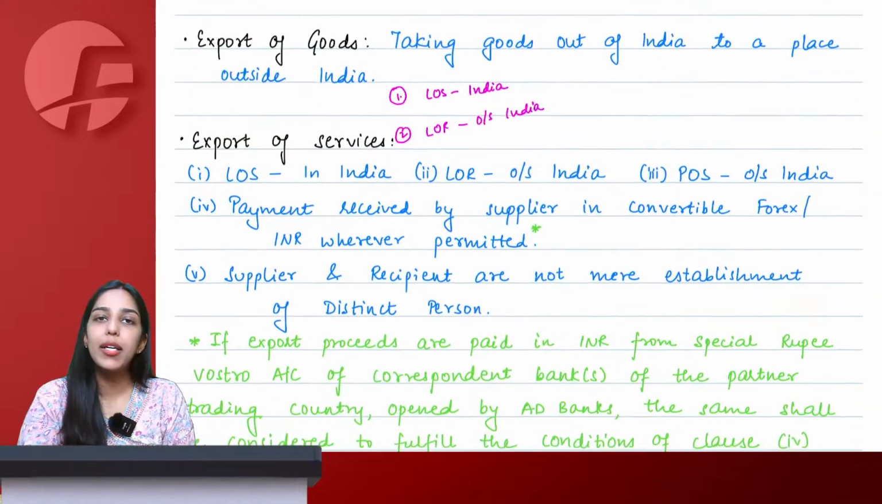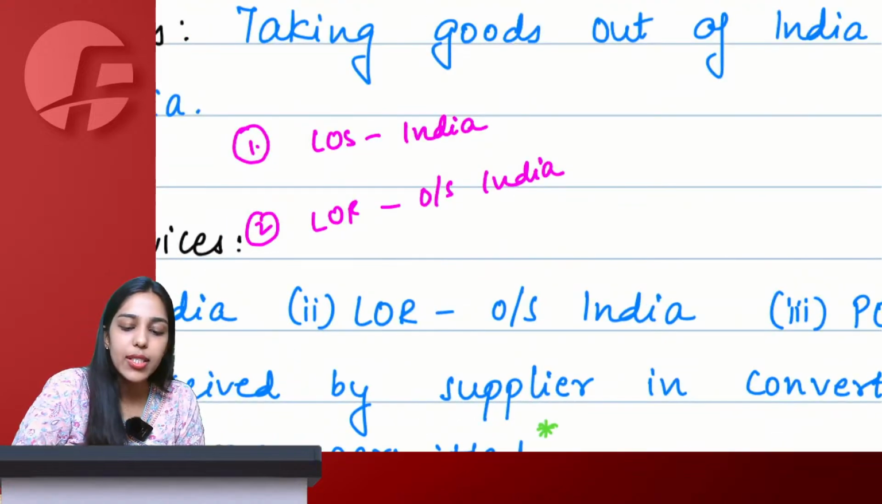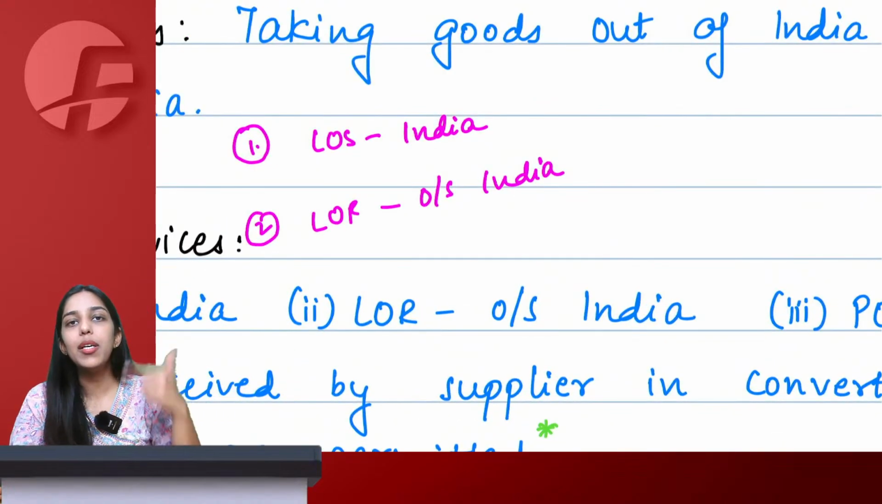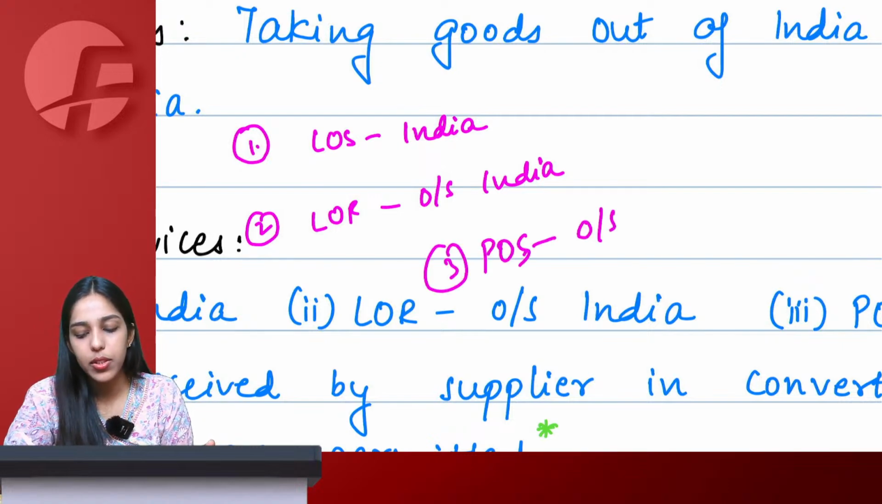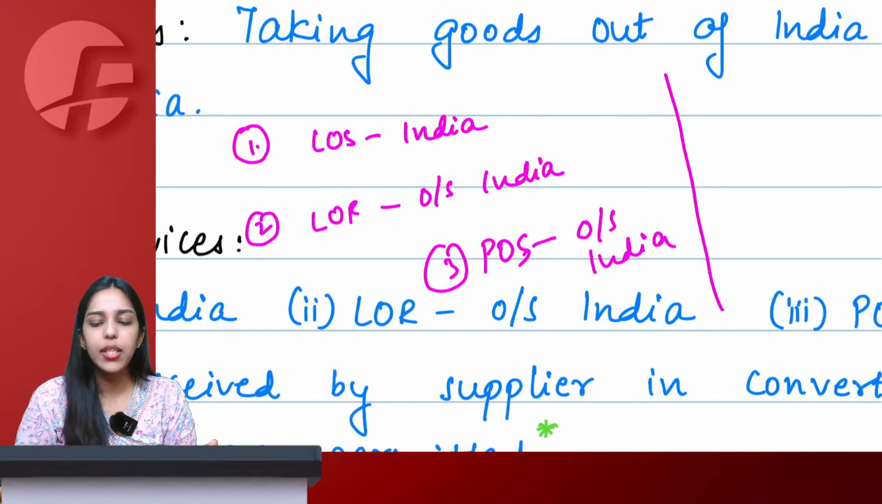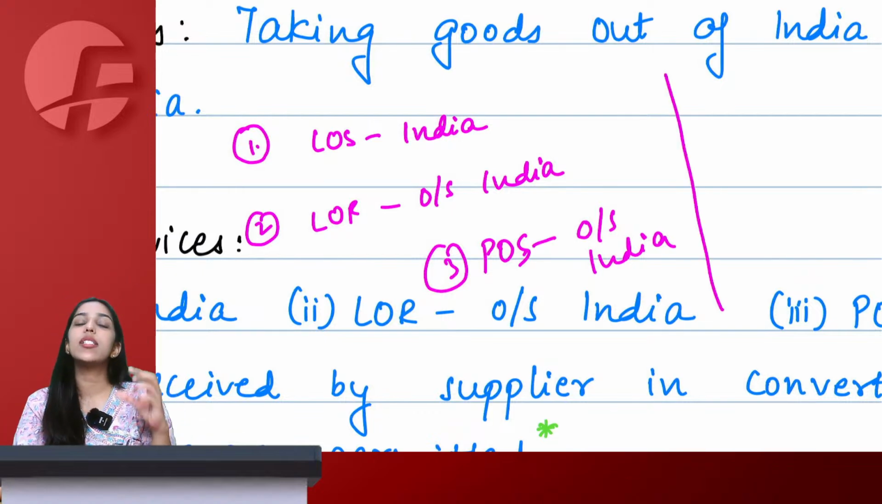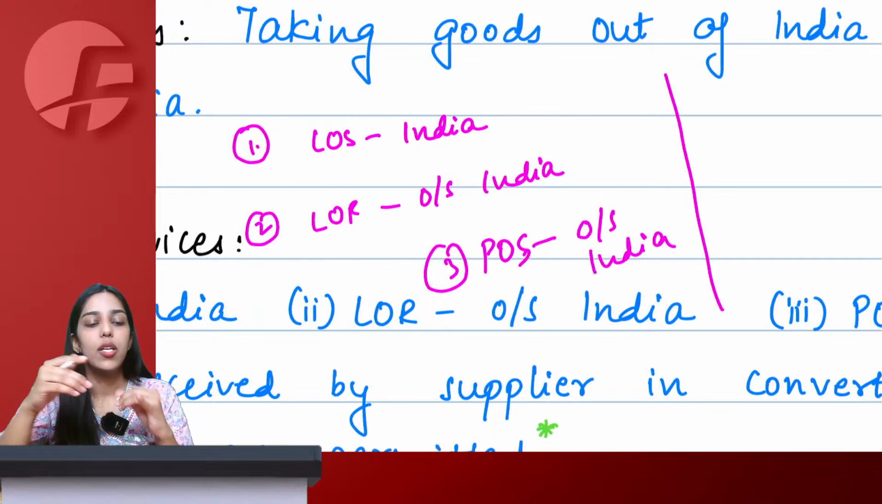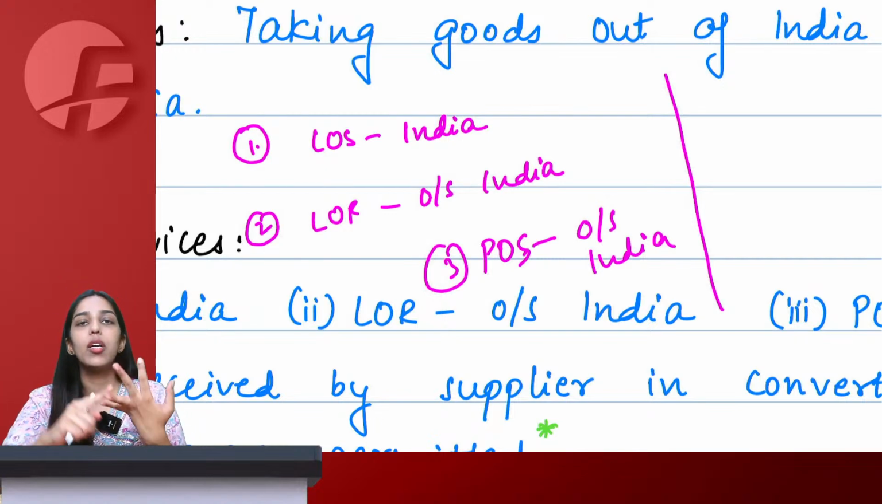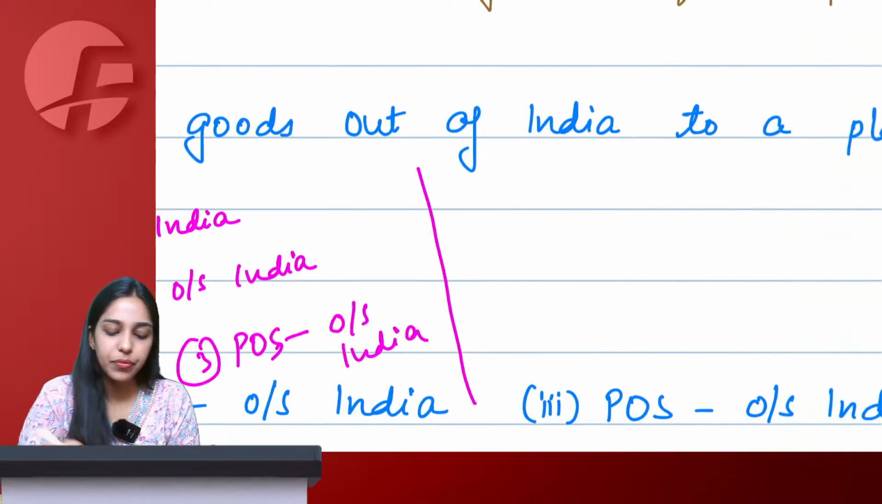Okay, coming back to export of service. So the supplier is in India. Recipient is outside India. The place of supply is also outside India. First 3 basic conditions, very clear. When will I consider something to be export? If an Indian person is providing services to outside India. So location of supplier in India. Location of recipient outside India. Place of supply outside India.